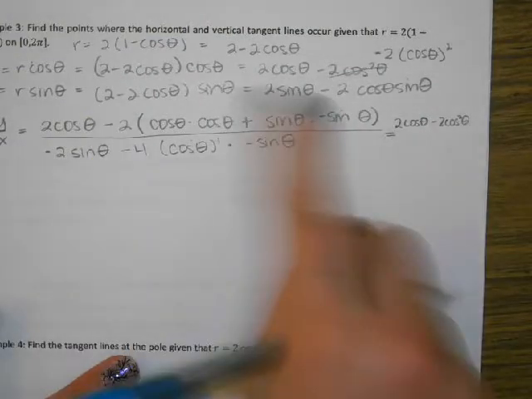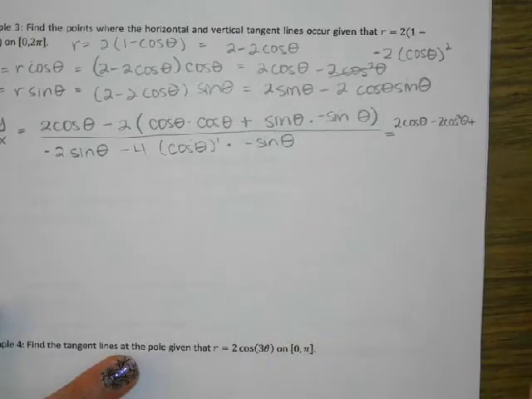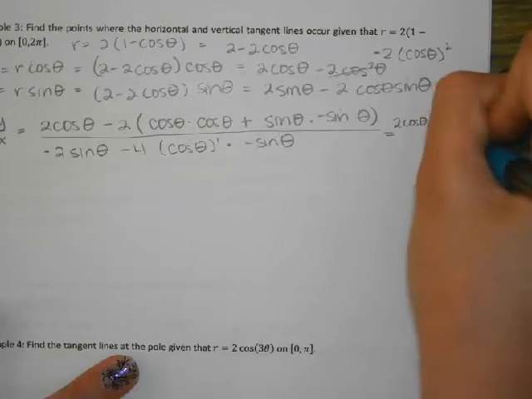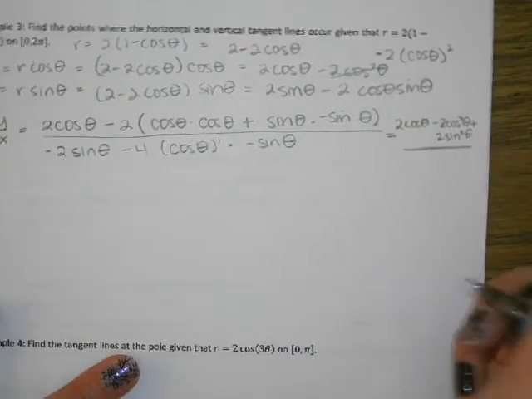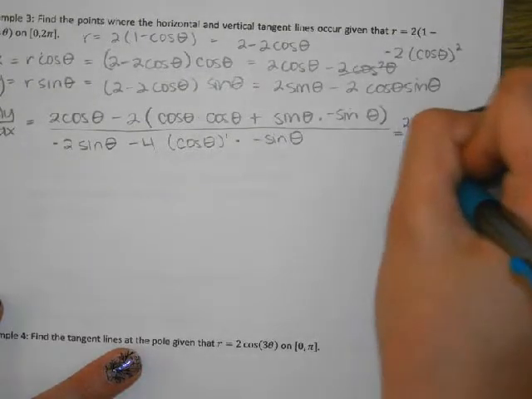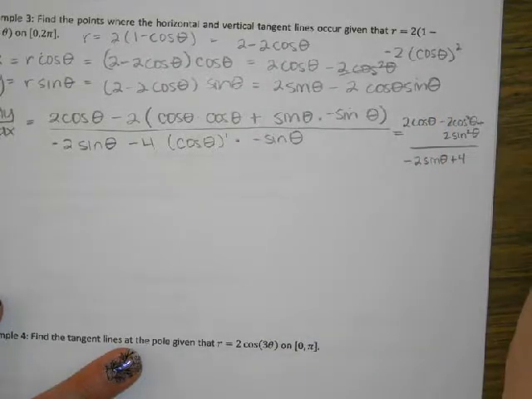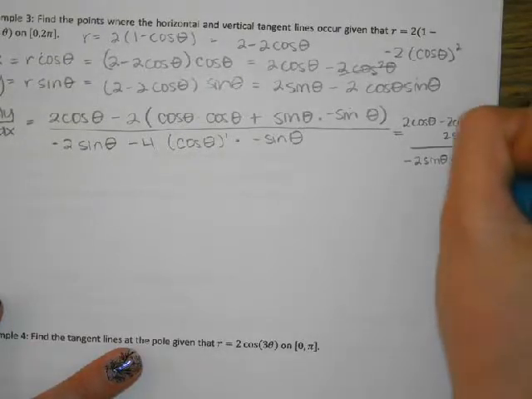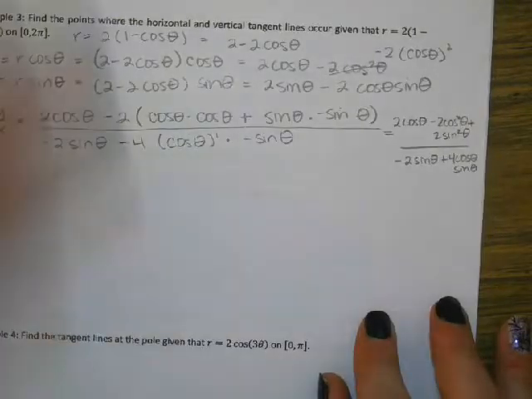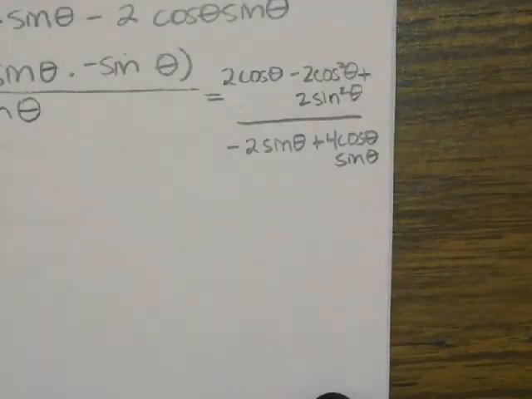And then we've got a negative times a negative, so plus 2 sine squared, plus 4 cos sine. Sorry I wrote that silly. I was trying to conserve space. I'd rather be doing calculus with letters than doing this.